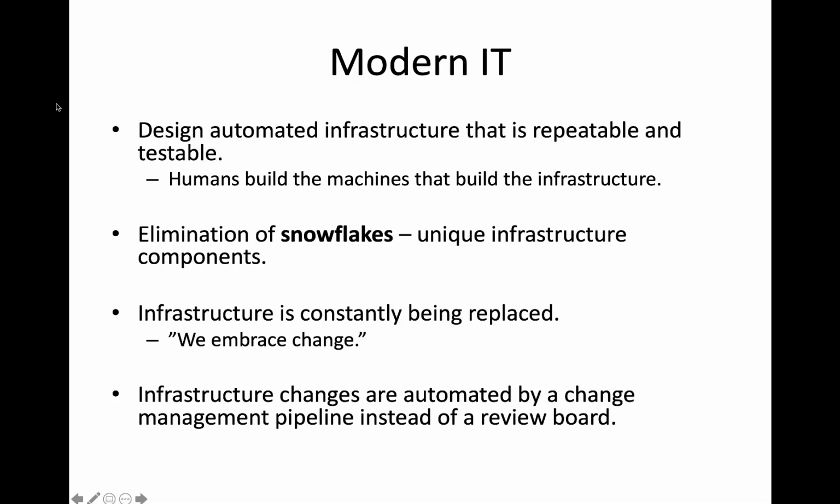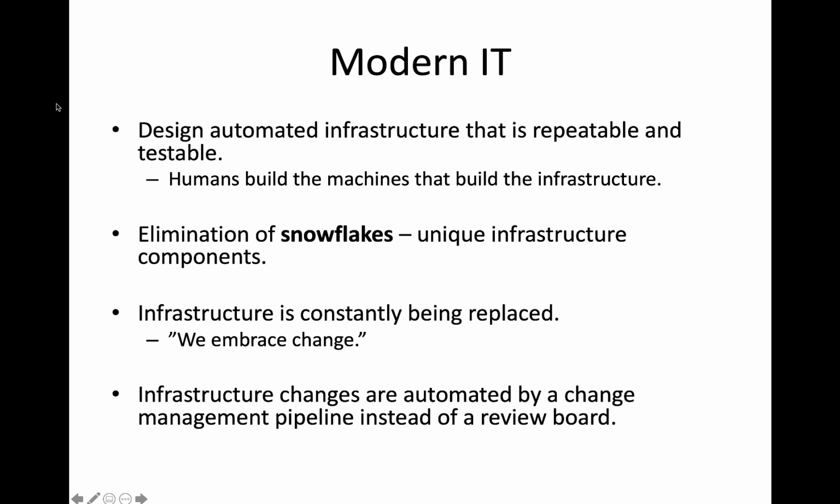And the beauty of this is that this automated infrastructure is highly repeatable and highly testable. So as human beings, we are building the machines that build the infrastructure. We're not actually manually building the servers. We're creating the scripts, the automation tasks that build the servers. We eliminate snowflakes within our environment.